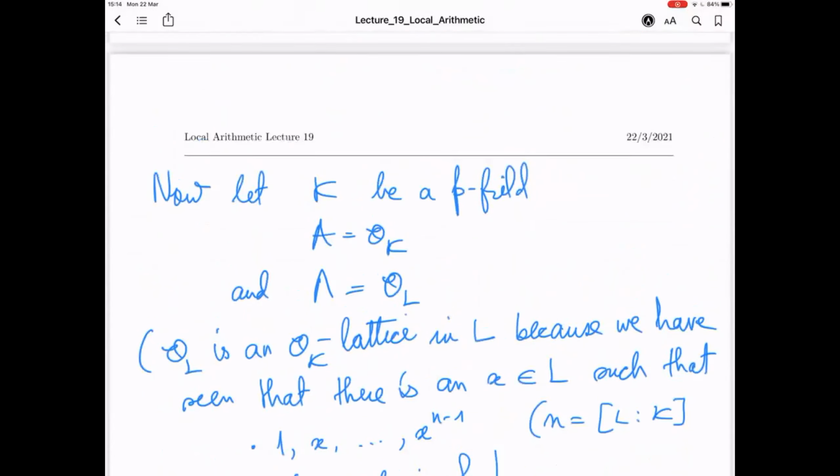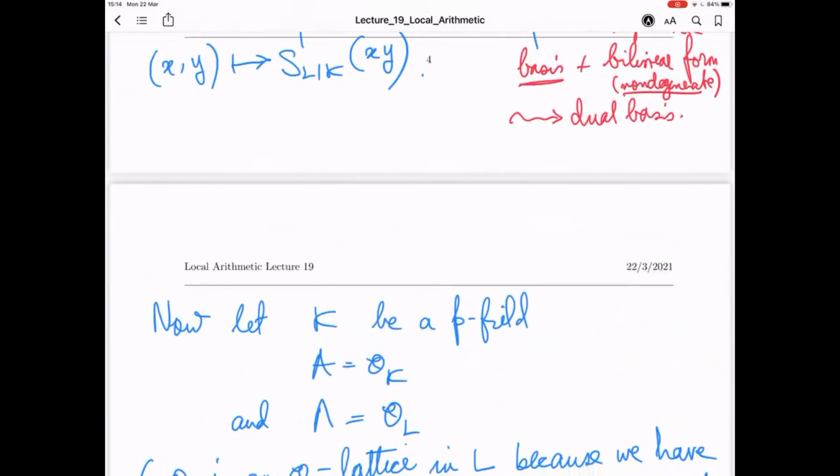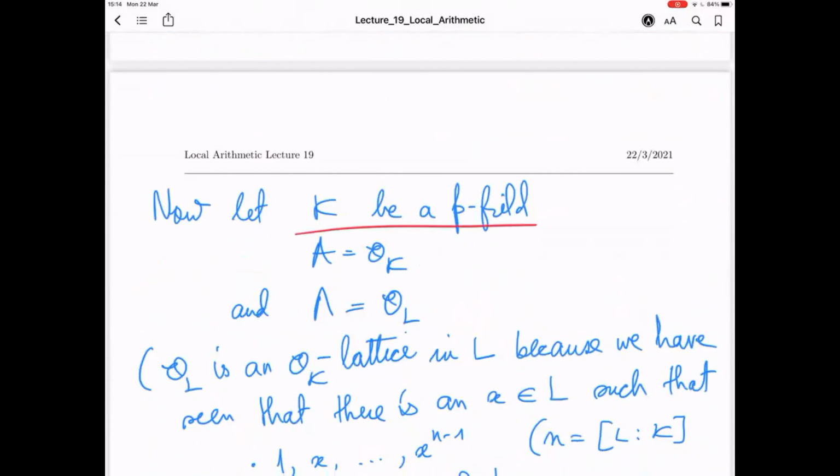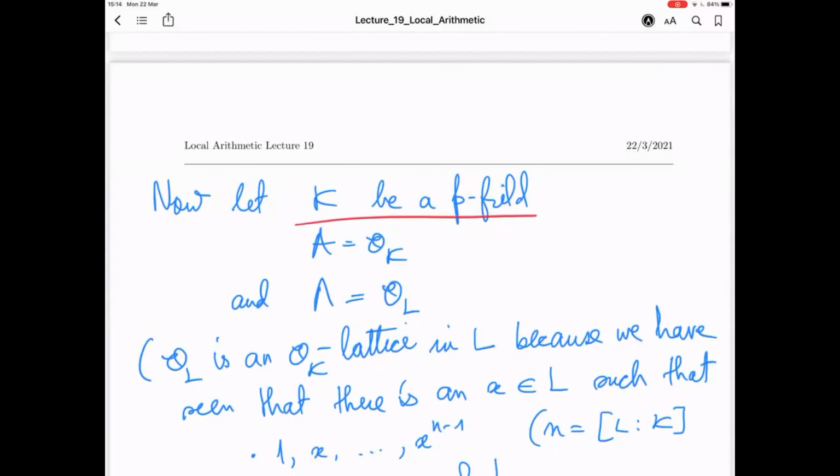Now, let's forget about these arbitrary fields and rings. Let us come back to our P field K. I'll take the ring inside this K to be OK, the ring of integers, as it is called, of the field K, right? If you're thinking of K with a valuation, then this consists of all x in K whose valuation is positive, right?